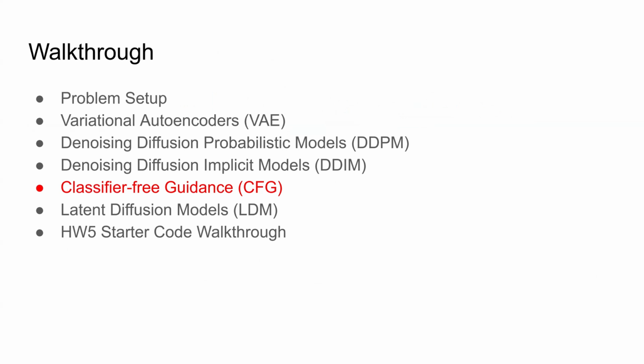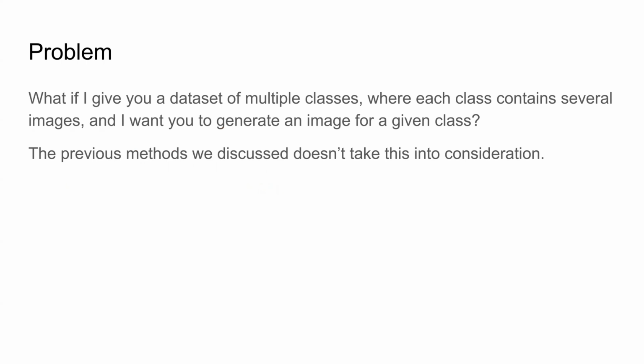Okay, so this is basically what DDIM does. It takes a trained DDPM model. It redefines the forward process and reverse process so that the objective function remains the same, but speeds up the sampling time. Okay, so now let's enter classifier-free guidance.